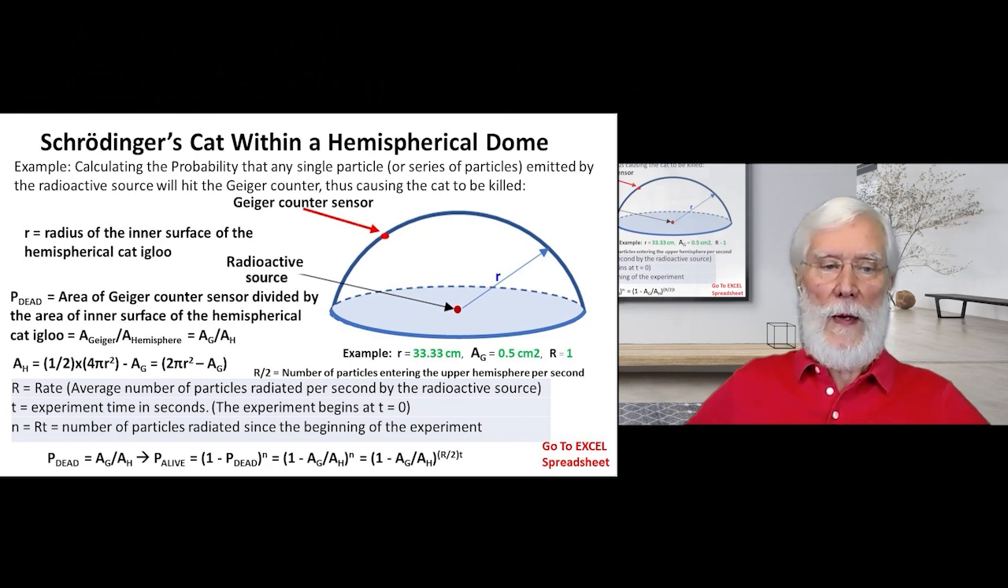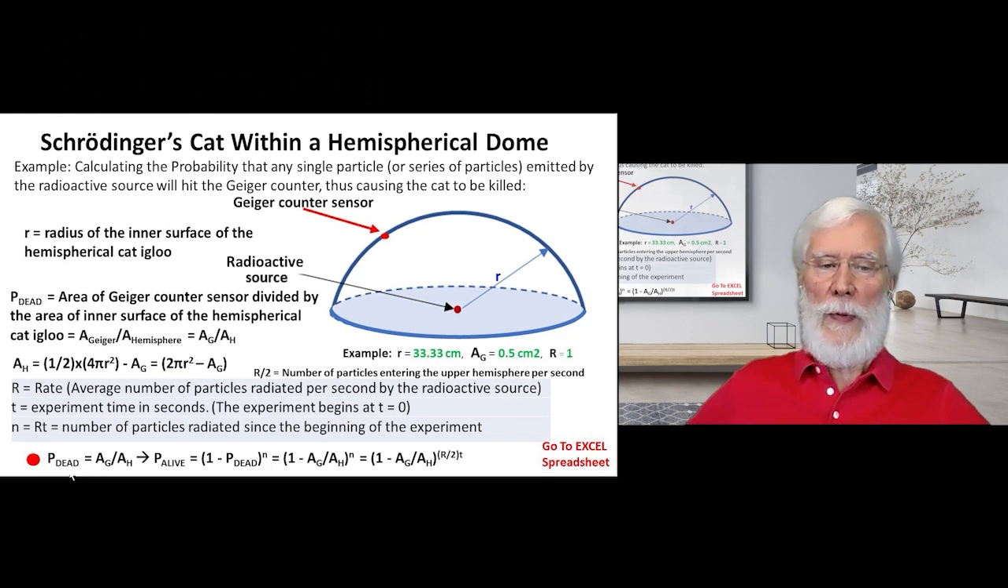Now, down here I have R, the rate, the number of particles per second that are going to leave this radioactive source. That's how radioactive it is. T is the experiment time in seconds. It's going to start at T equals 0. At T equals 0, we throw in the cat, throw in this radioactive source, and that's when it starts. So let's look down at the bottom here.